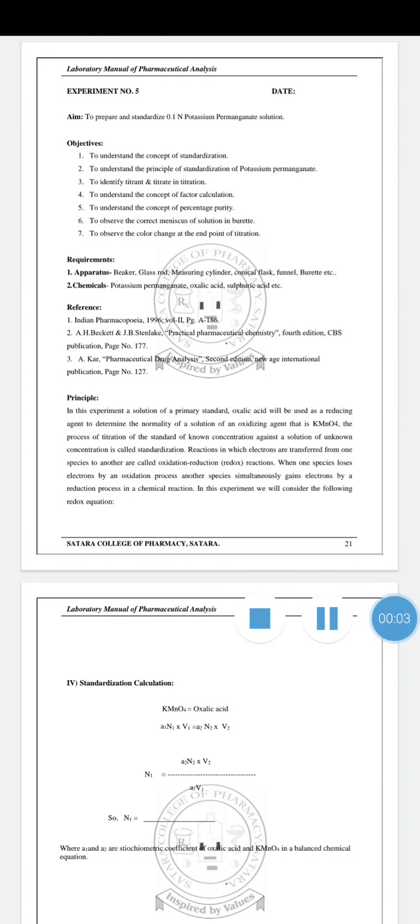Today we will discuss experiment number 5 to prepare and standardize 0.1 normal potassium permanganate solution. Objective of this experiment: understand the concept of standardization and principle of standardization of potassium permanganate, then identify titrate and titrant in titration, then understand the concept of factor calculation, understand the concept of percentage purity, then observe correct meniscus of solution in burette and color changes at the end point of the titration.